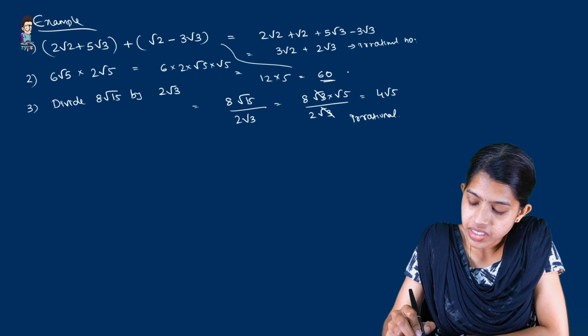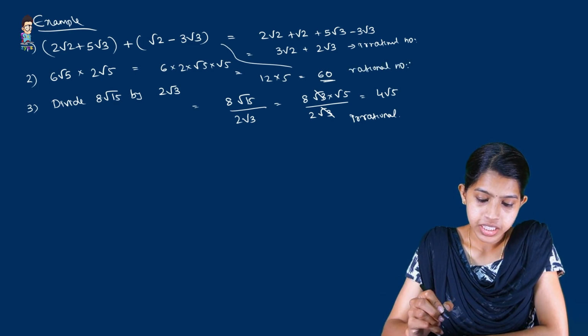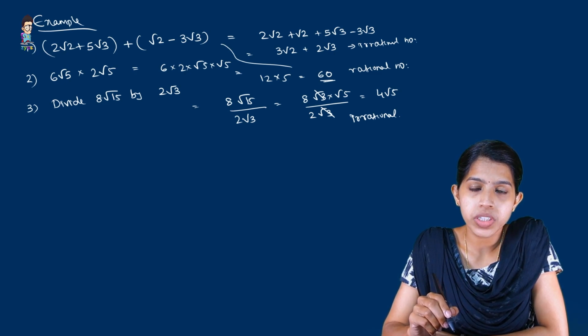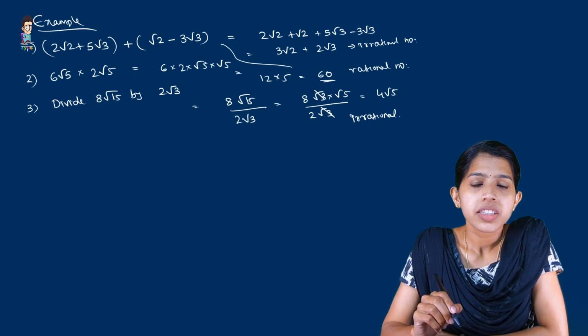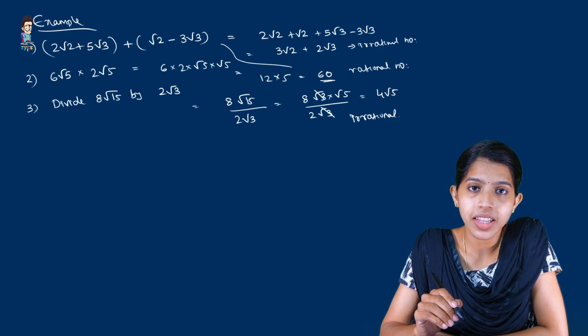And in the previous example, this is a rational number. That is, when we add, subtract or find the product or quotient of two irrational numbers, the answer will be either rational or irrational. We cannot say that the answer is irrational.